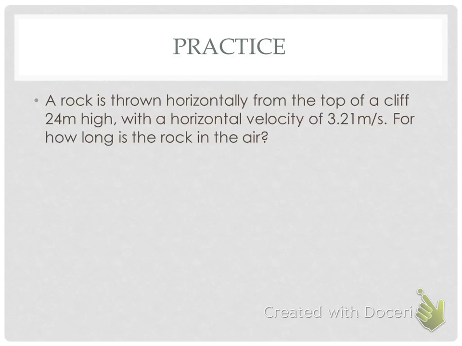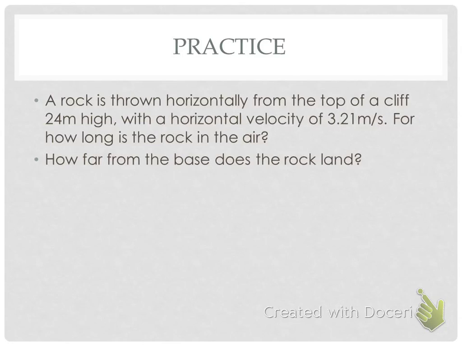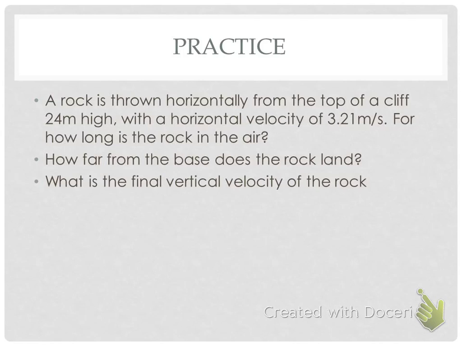All right, a rock is thrown horizontally from the top of a cliff, 24 meters high. Horizontal velocity is 3.21. For how long is it in the air? How far from the base does it land? And what's the final vertical velocity? So we are going to ask lots of questions here. Okay? Go ahead and get written down what you need to. Get your diagram drawn.